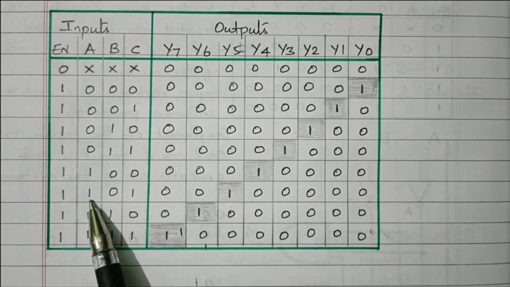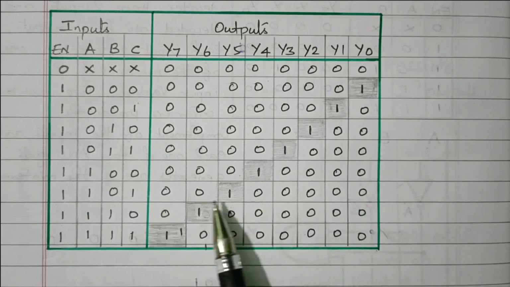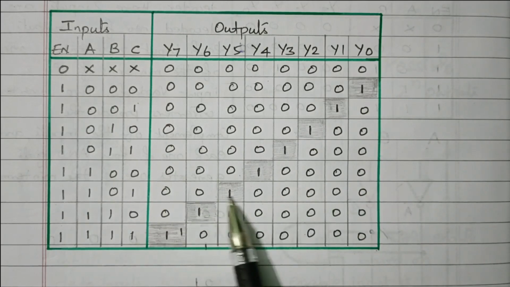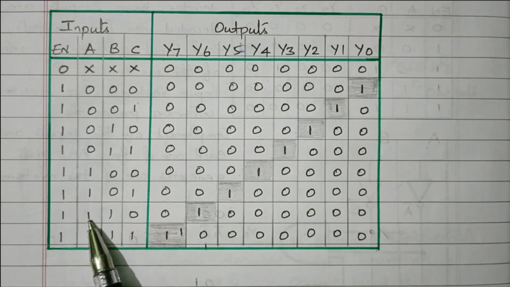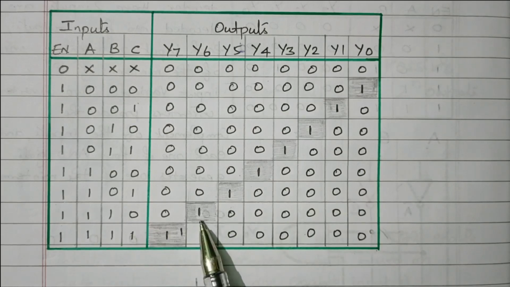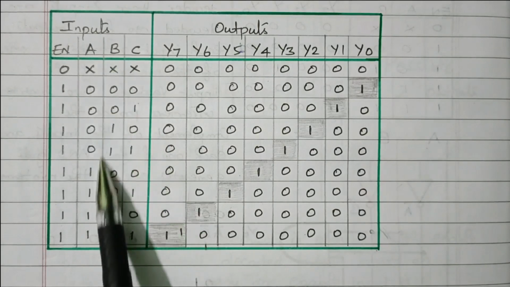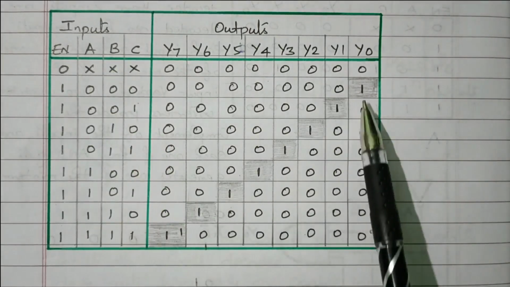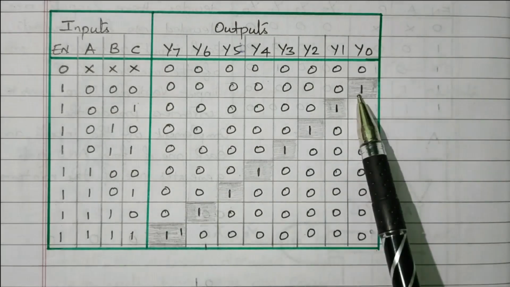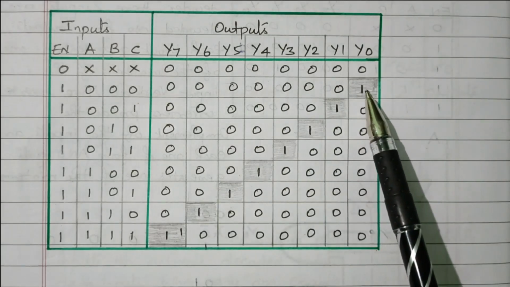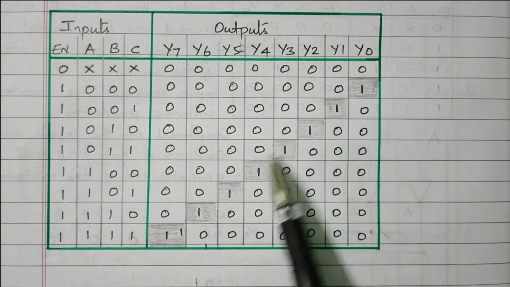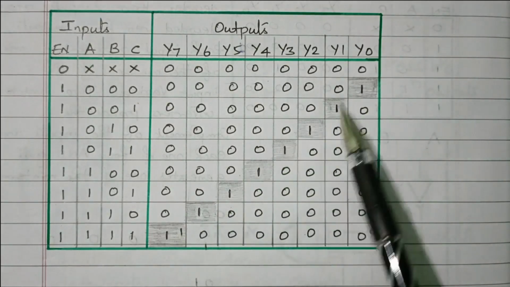Then the sixth combination 1 0 1 means Y5 will be 1. Other digits are 0. The seventh combination 1 1 0 means Y6 will be 1. Other digits are 0. Then the last, eighth combination 1 1 1 means Y7 is 1. Other digits are 0. Right. So for the 3-digit input, there are 8 possible combinations, and based on them we are getting 8 different outputs. That is, we are enabling either Y0 or Y1, Y2 up to Y7, so that we are getting 8 possible outputs.